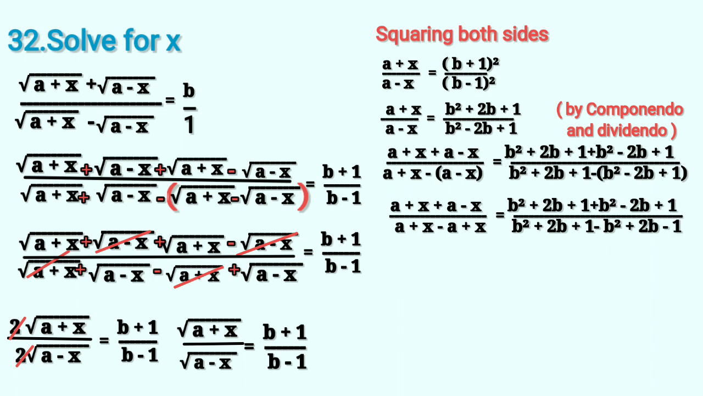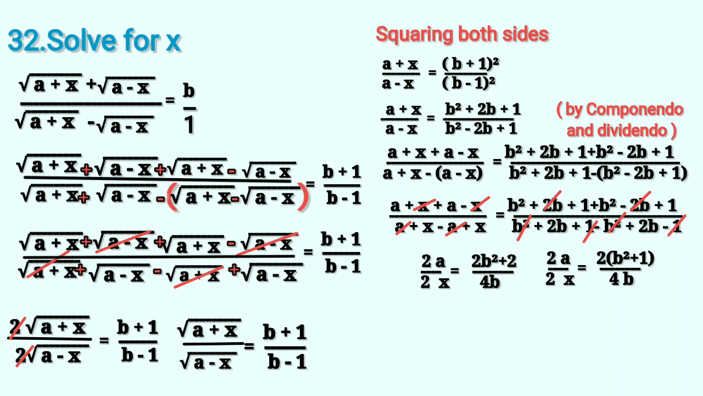So plus x minus x is getting cancelled, plus 2b minus 2b is getting cancelled, a minus a, b square minus b square, 1 and minus 1. So now we have 2a by 2x equals 2b square plus 2 upon 4b. From 2b square plus 2 we can take 2 as common, and we have 2a by 2x equals 2 times b square plus 1 upon 4b.